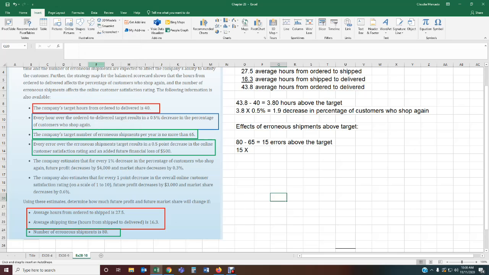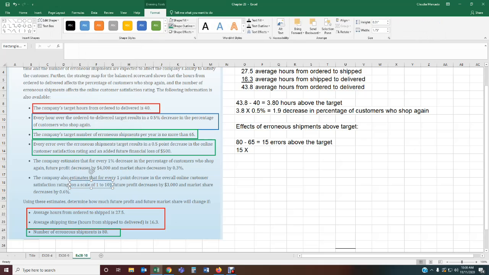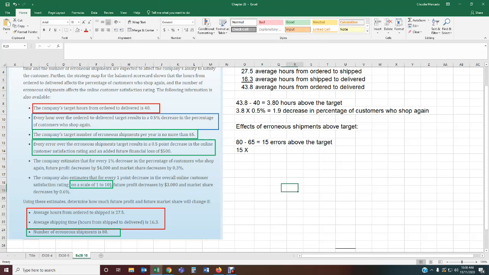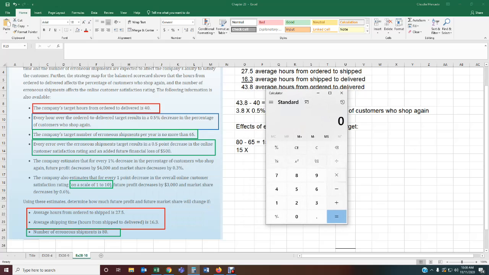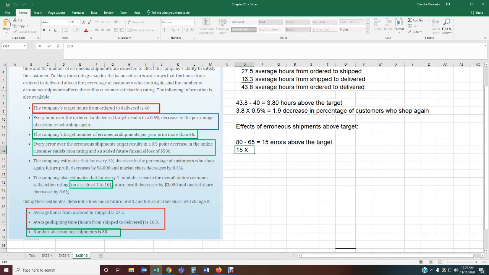Now, the customer satisfaction rating is based on a scale from 1 to 10. So it's a 0.5 decrease on my customer satisfaction rating. I'm going to take 0.5 and divide it by my scale, which is 10. So that gives me 0.05. All I did is take my point decrease divided by my scale, which was a 10 point scale. So I'm dividing the 0.5 by the 10 points in my scale, and that gives me 0.05.